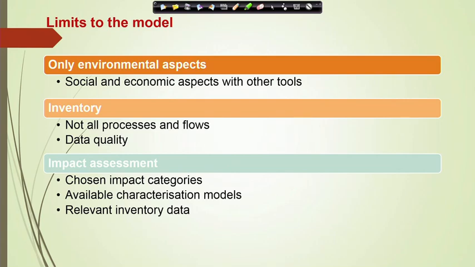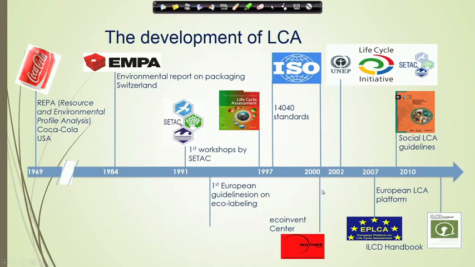Waste management, in general, municipal solid waste, we do not have a good database in terms of how much waste we are producing, how much is being managed in the informal sector, how much really ends up in the dump sites, and what is the composition of that waste which ends up at the dump site. So, a lot of data is required, and those are again missing. And then we have the impact assessment, the chosen impact categories, available characterization models, relevant inventory data. All those things need to be taken into consideration.